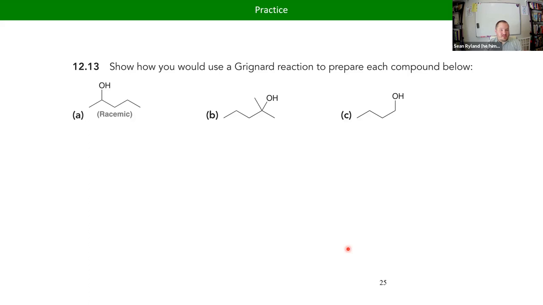For me, these mechanisms make a lot of sense once you remember where the negative charges are. Hydrides have a negative charge, therefore they're a nucleophile. Boom, that's it right there. And then you just have to do a proton transfer step. And the Grignard reagents are the exact same thing, except it's a carbon with a negative charge.